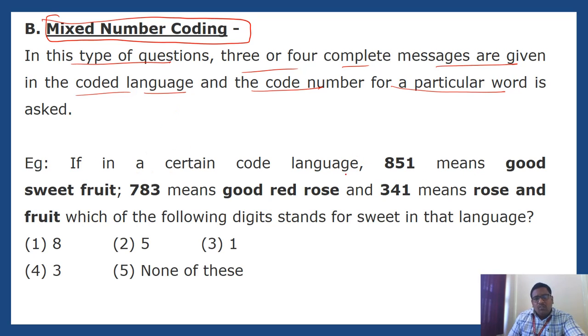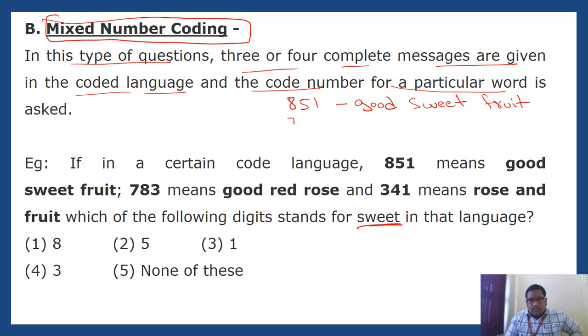If in a certain code language 851 means good sweet fruit, 783 means good red rose, and 341 means rose and fruit, which of the following digits stands for sweet in that language? So sweet is what I want. As I said, write it down. 851 means good, sweet, fruit.